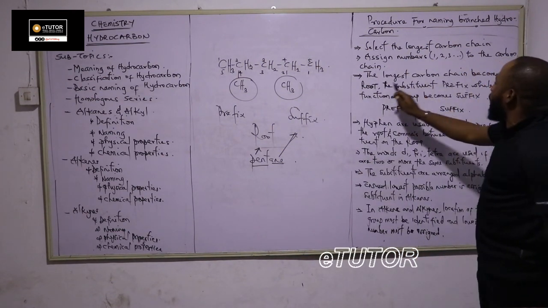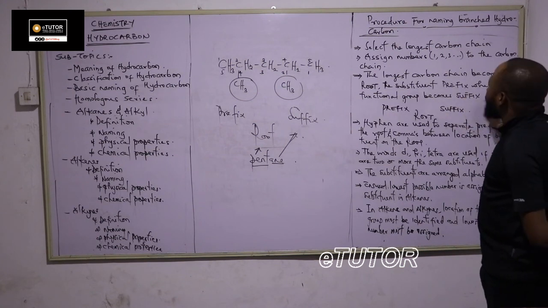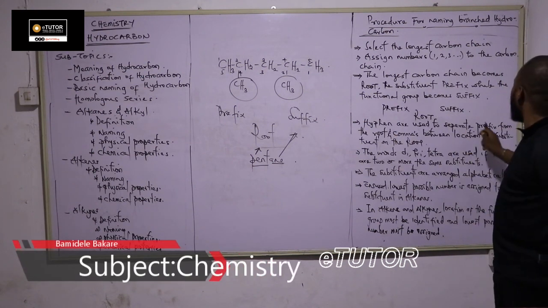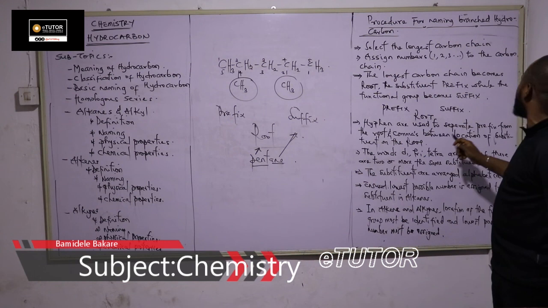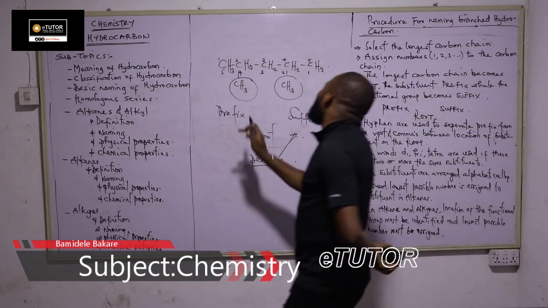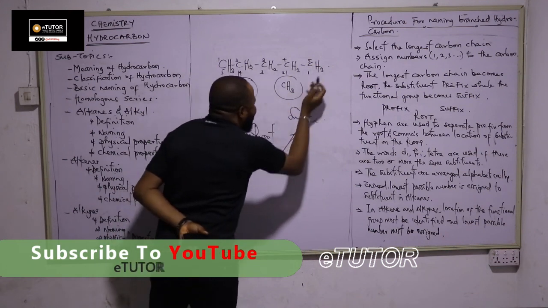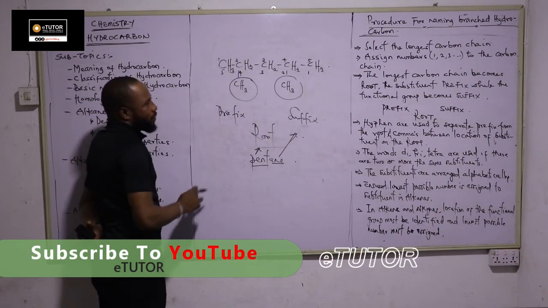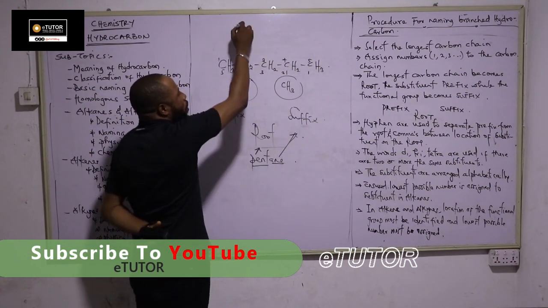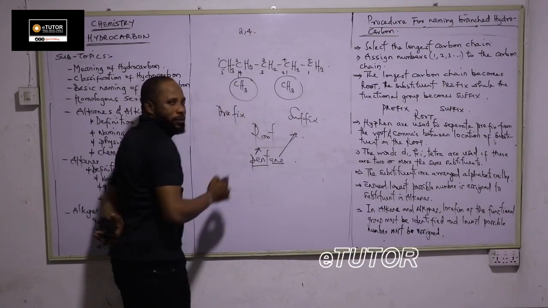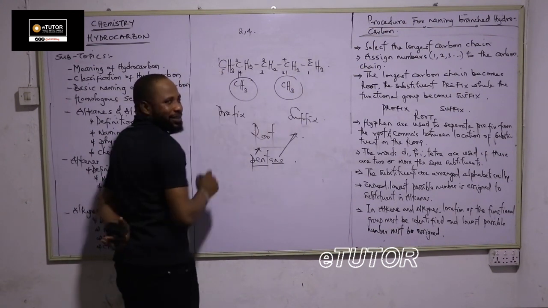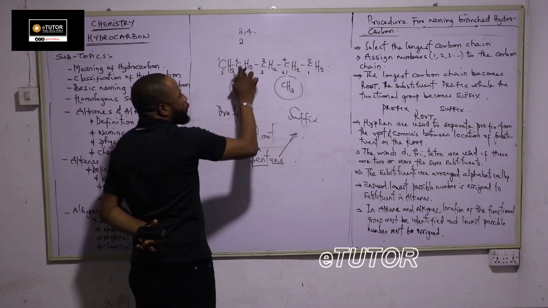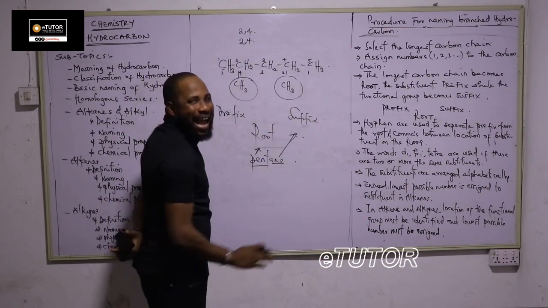Now, let's look at the next rule. The longest carbon chain becomes the root, the substituent becomes the prefix, while the functional group becomes the suffix. The next one: hyphens are used to separate prefix from the root and commas between locations of the substituent. Now, when we name from this end to this end, we'll discover that the first substituent is attaching to carbon number 2, while the second substituent is attaching to carbon number 4. 2 and 4. Naming from this end to this end, the first is attaching to carbon number 2, the second is attaching to carbon number 4. So we can name from either end.